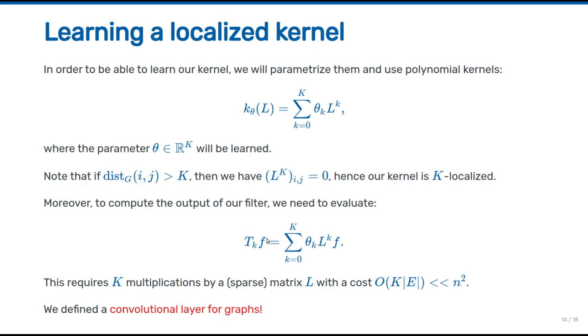Okay, so this notation T_k of f parameterized with this parameter theta is one way to define a convolutional layer for graphs, where the theta_k are learned with a standard stochastic gradient descent algorithm.